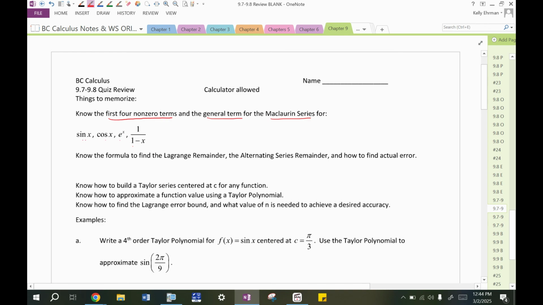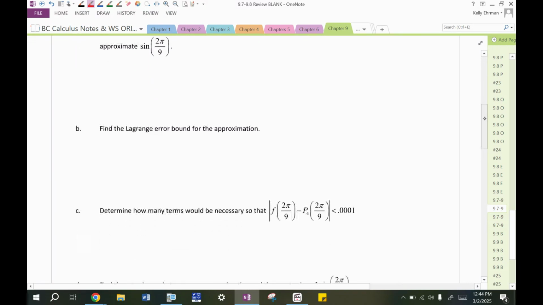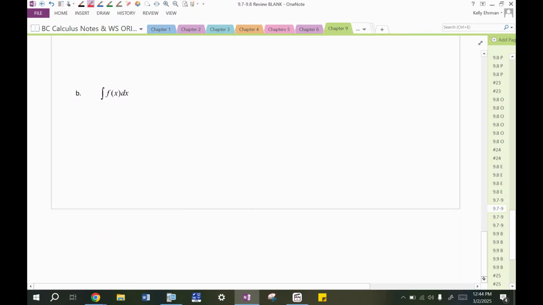And I will probably mix up the order on the quiz. So don't expect it to be sine, then cosine, then e, then this geometric one. So make sure that you can list those. I'm going to do that on a separate sheet of paper. So if you have not practiced this, it really just takes like writing it down a few times to remember these, I found. So sine x is the one with all of the odd exponents.